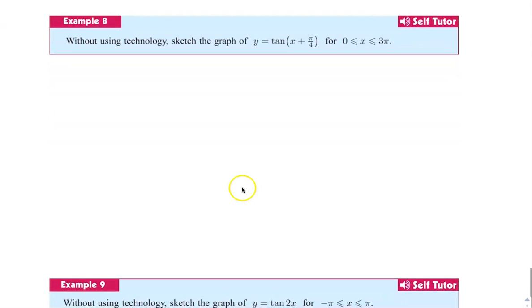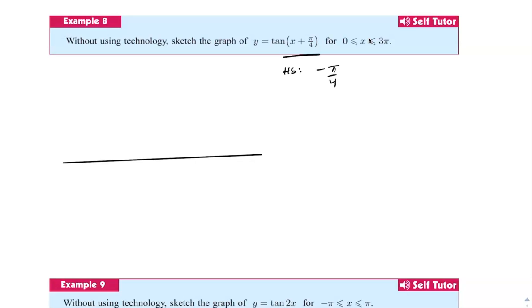Without using technology, sketch a graph of y equals tan of x plus pi over 4 from 0 to 3 pi. We'll do it without, then we'll do it with the calculator for a quick second so you can see it. This one has a phase shift, or a horizontal shift. So inside, opposite, we're going to go negative pi over 4. Now we might not go all the way there, but we'll just start and see where we go.